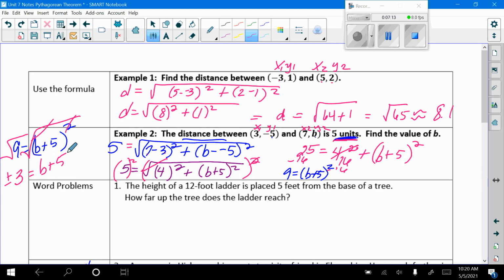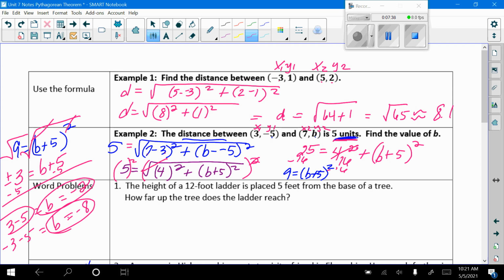Now I have two problems. I have to solve it with two problems. I end up saying 3 minus 5, and -3 minus 5. So this one's actually going to give me -2, or b could be -8.